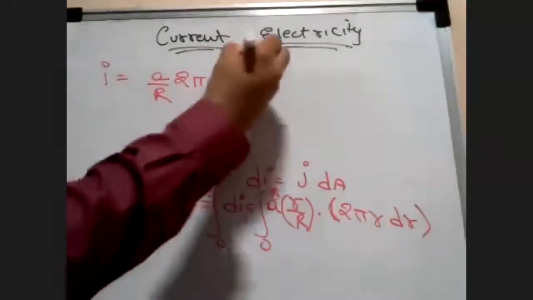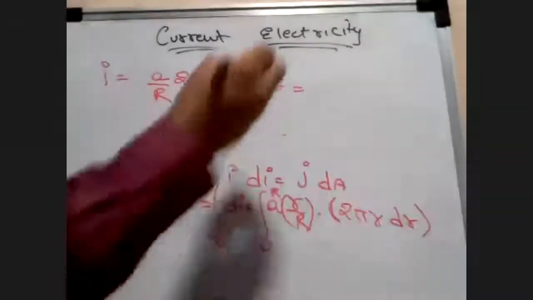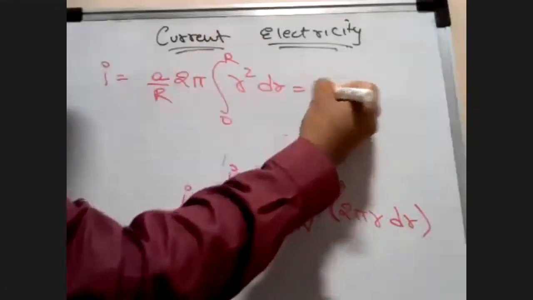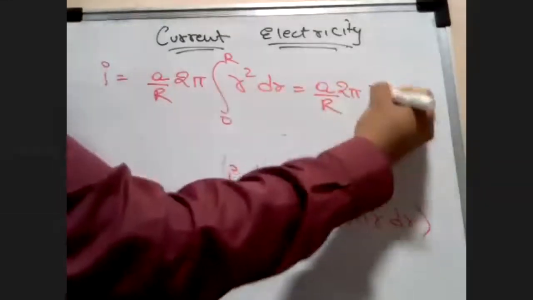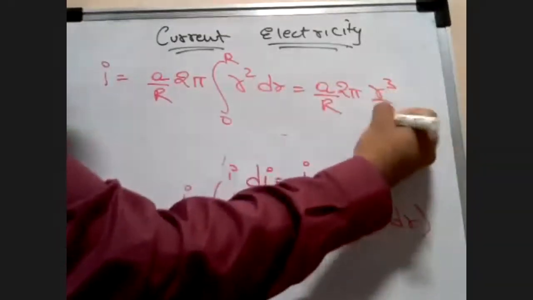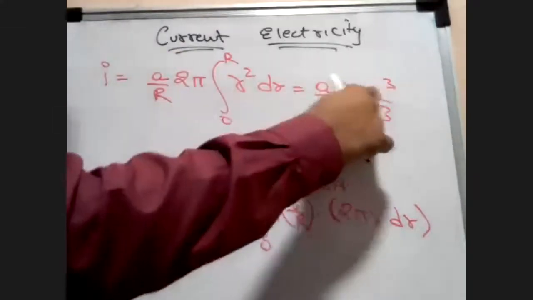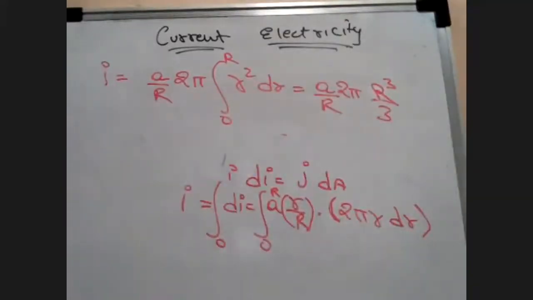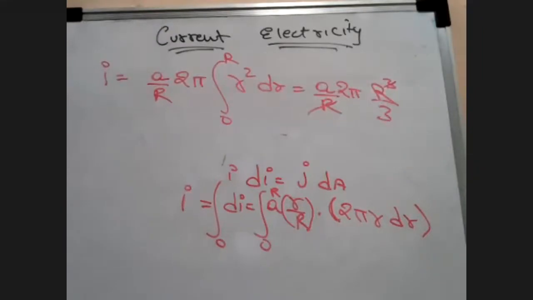So integration of R square dr, of course, limits are going to be from 0 to capital R, which is going to be A upon capital R, 2 pi. Integration of this will be R cube by 3. And if I put the value of the limit, I will get capital R. Yes or no? So what will I get now? This R and this R will get cut. So what remains?